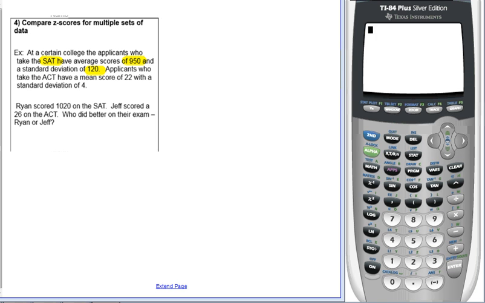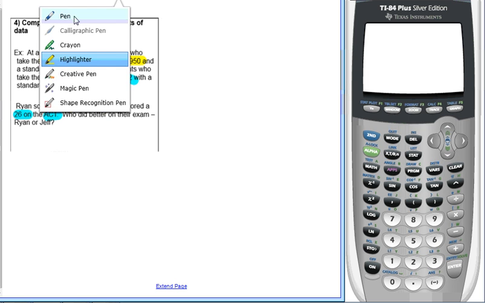So everything for the SAT I'm going to do in yellow. And this talks also about SAT down here. And let's maybe make everything for the ACT in blue. And then this is also an ACT down here. All right, so I'm going to need to find the scores for Ryan on the SAT and Jeff on the ACT. So let's take a look.